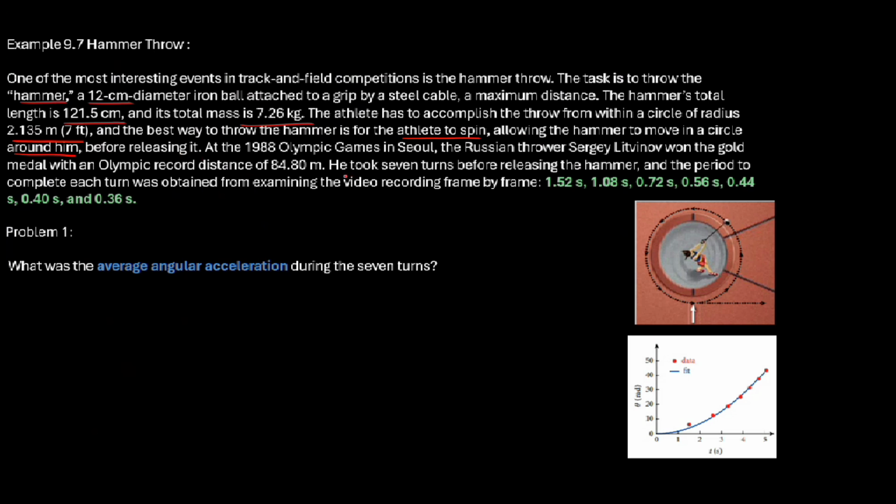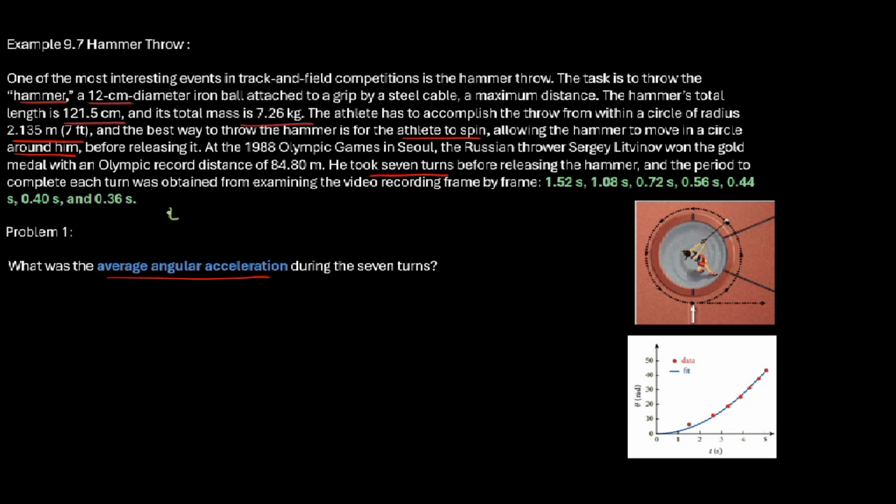So here they have given you an example of an Olympic game where a thrower took 7 turns before releasing the hammer. And the period to complete each turn was obtained from examining the video recording frame by frame. So this is the time period for each turn, and he took 7 turns before releasing the hammer. Problem 1 is asking you, what is the average angular acceleration during the 7 turns?